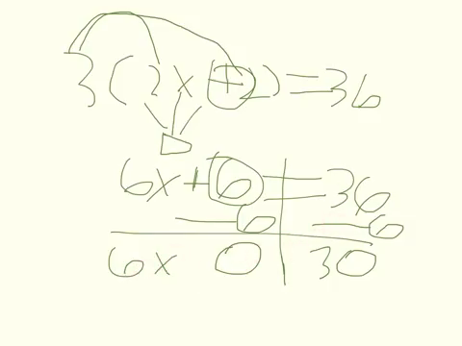So you divide 6x by 6 on both sides. So this is 6x divided by 6, which gives you x. And then you divide 30 by 6, which gives you 5. And now you found x equals 5. Yay!